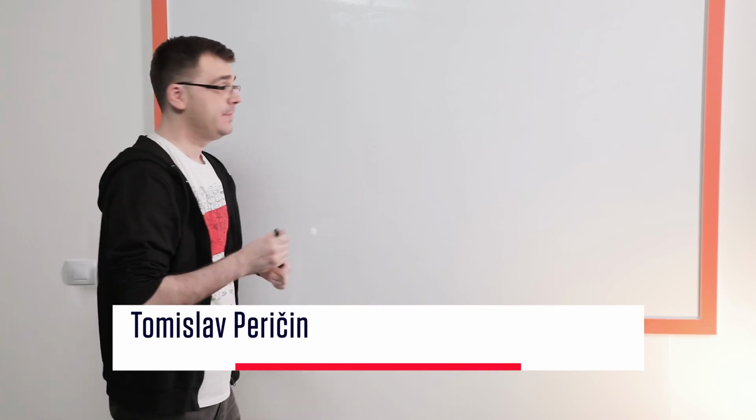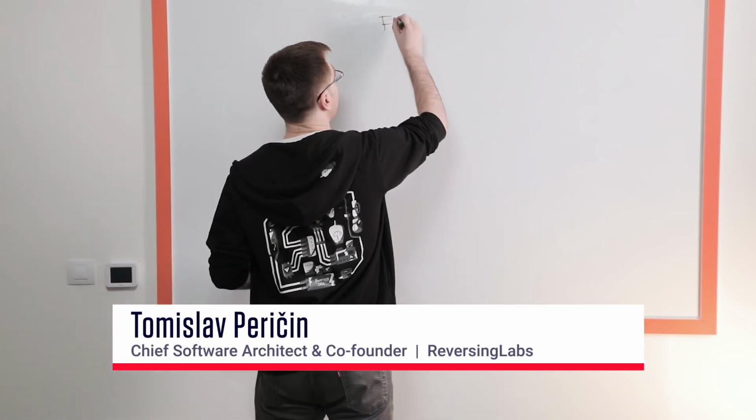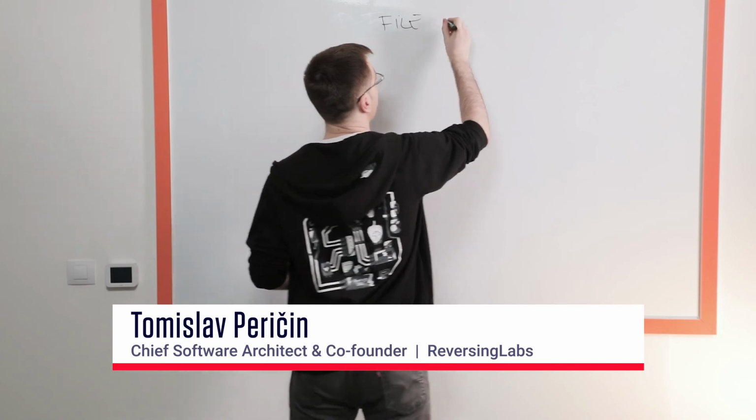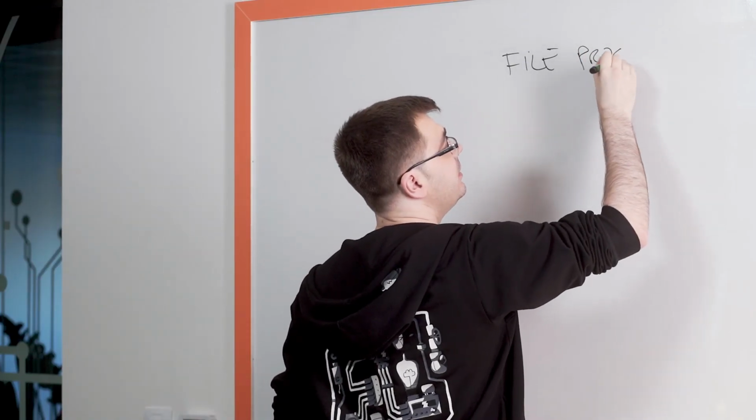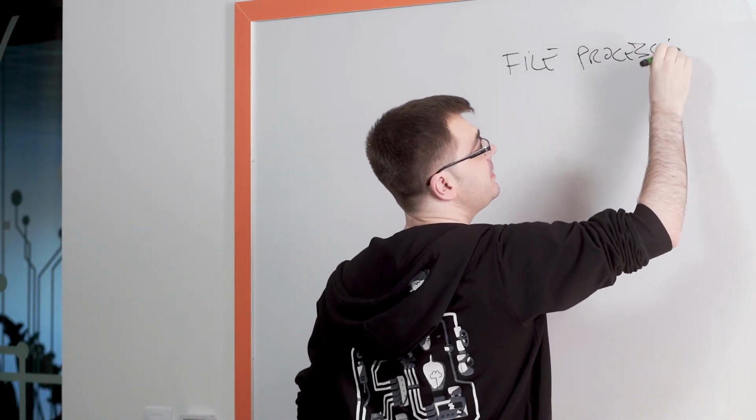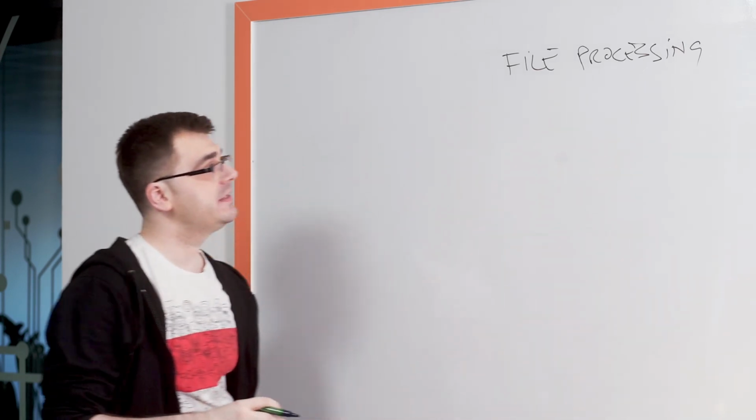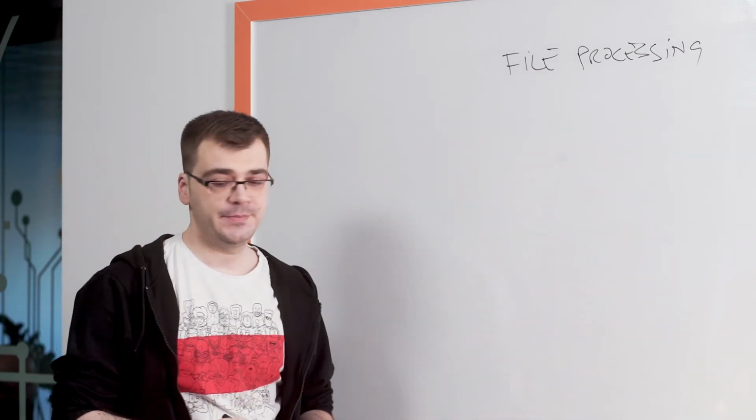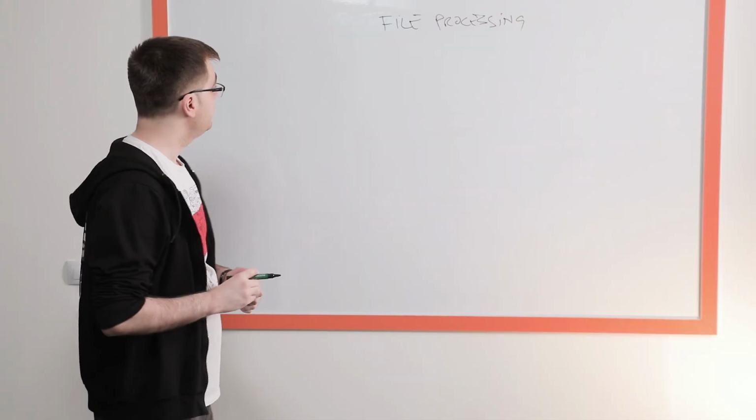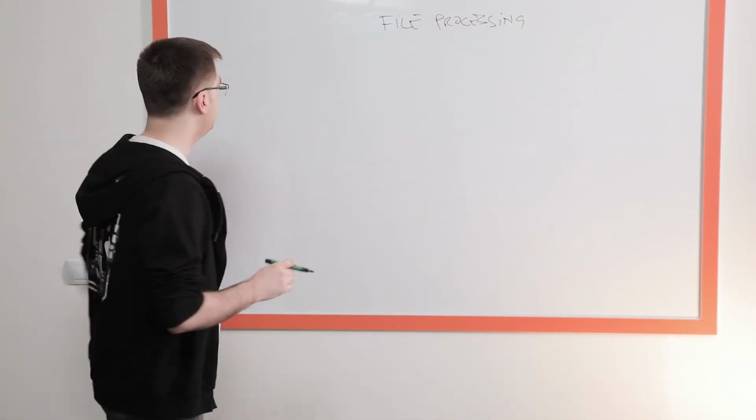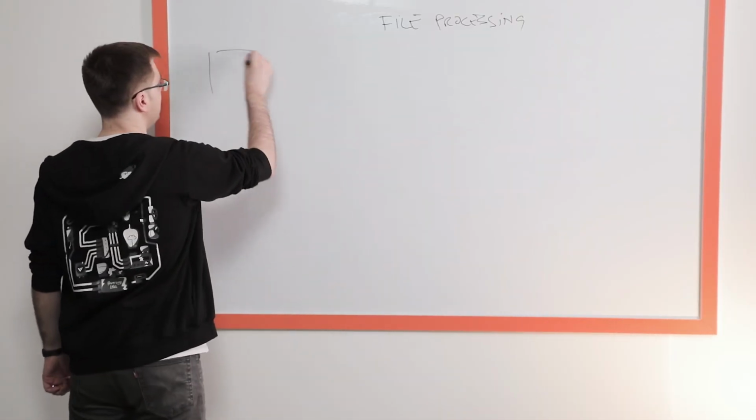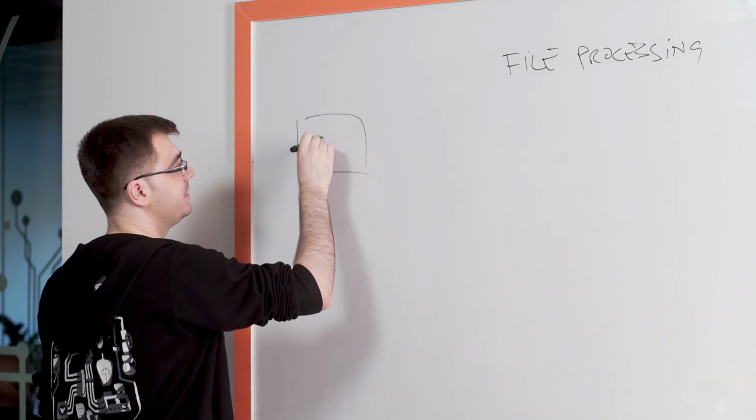So, file processing pipeline. We need to talk about how our static analysis engine sees files. How does it analyze them? There's a couple of different steps we do, and we want to go through all of them. Before we even start processing files, we need to acquire them. So that's the first step: getting the files.